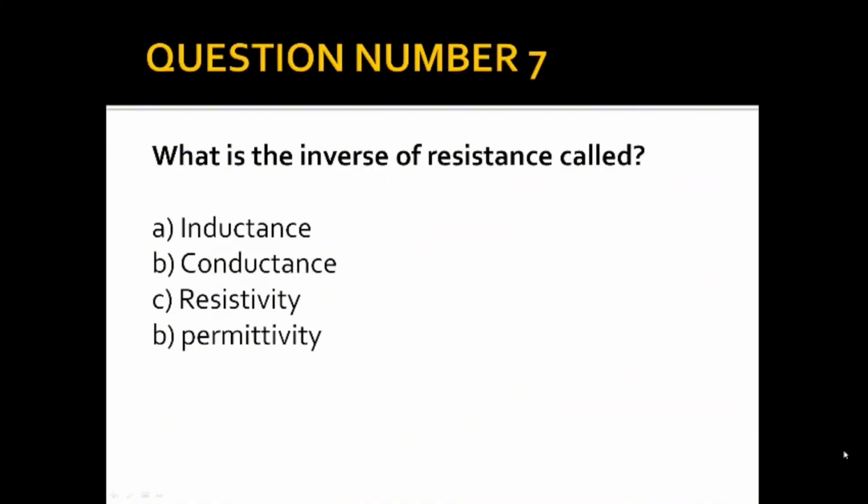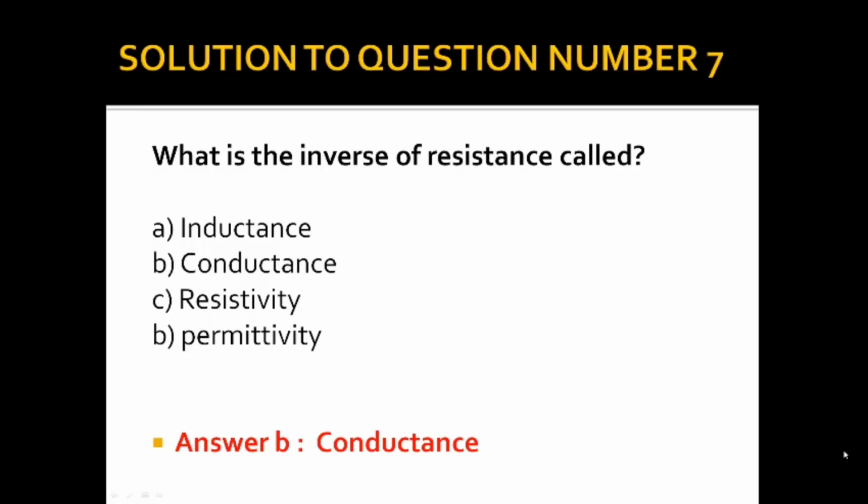Question number 7. What is the inverse of resistance called? A. Inductance. B. Conductance. C. Resistivity. D. Permittivity. The answer is conductance. Because if a material is not resisting current, then it's conducting current. So, opposite of resistance is conductance. Opposite of resistivity is conductivity. Note that today.